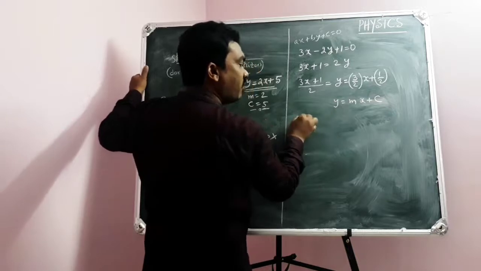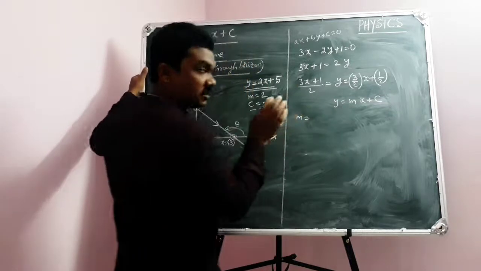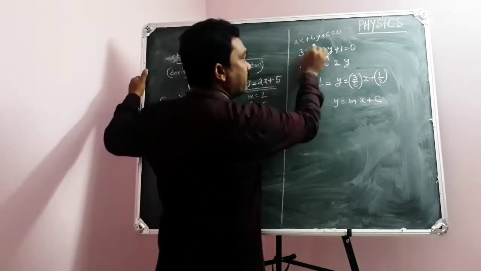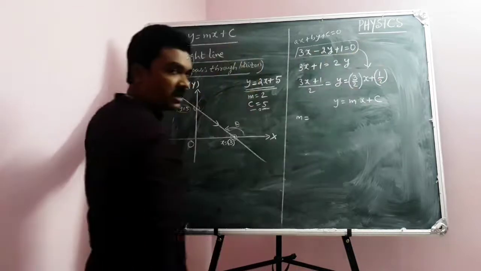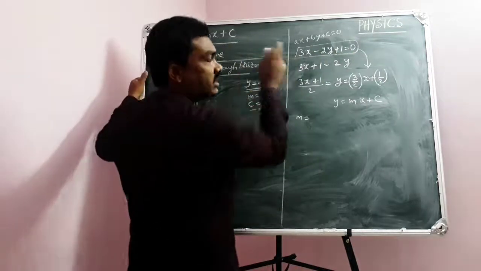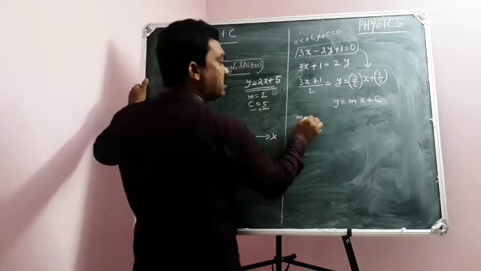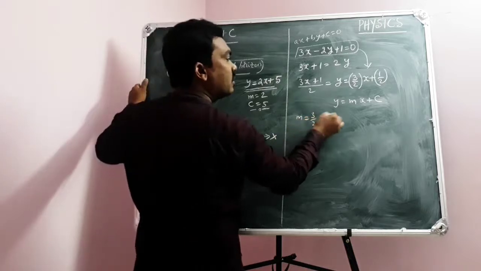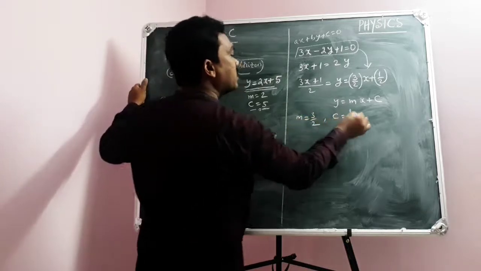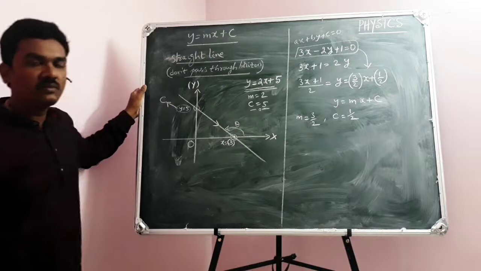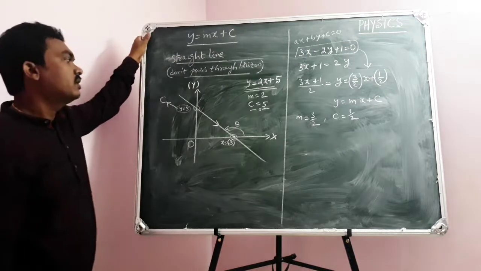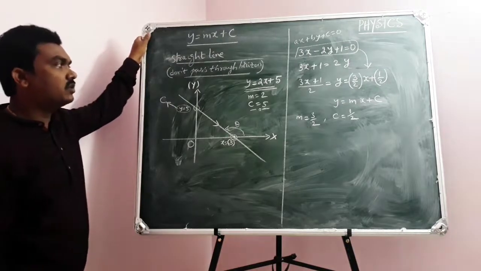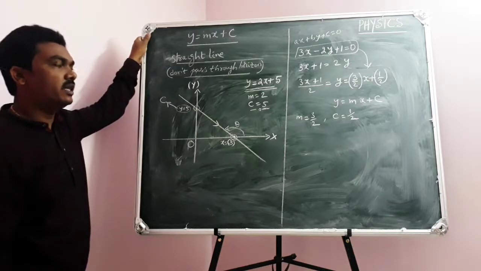Here, the first point: this mathematical equation is transformed into y equal to mx plus c, whose graph is a straight line with constant slope m equal to 3 by 2 and y-intercept c equal to 1 by 2. This is what you need to understand. But here is an interesting point that you need to understand.